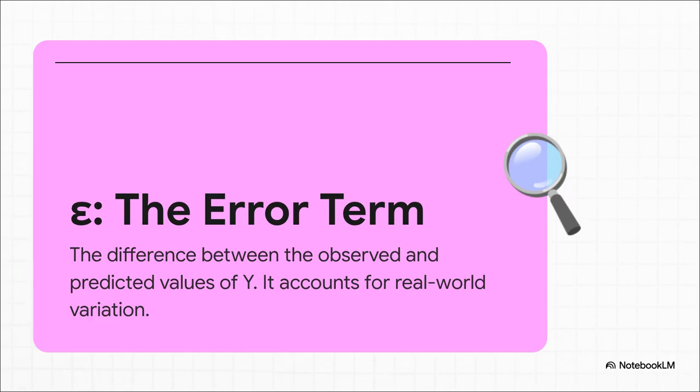And finally, we've got this little guy, epsilon, the error term. Look, the real world is messy, right? No single straight line can perfectly predict everything. This symbol just acknowledges that fact. It's the gap between our model's perfect line and what actually happens in reality. You could say it's our little dose of humility.